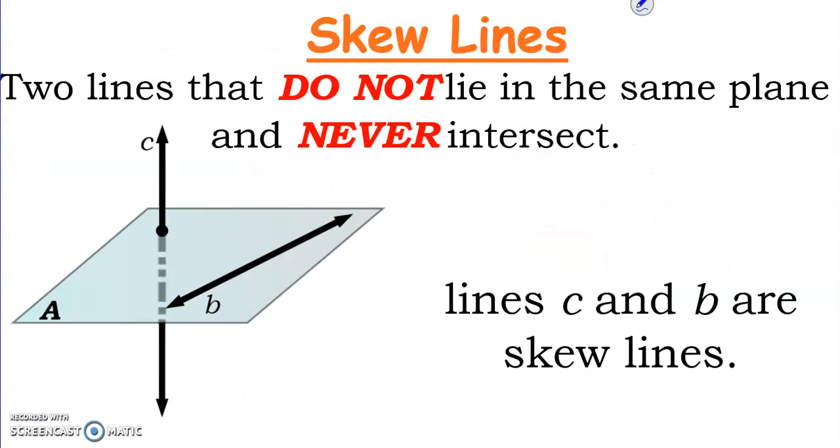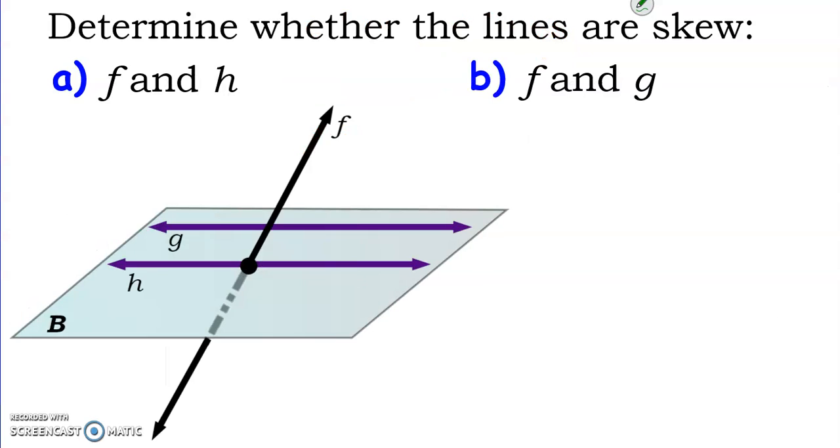Skew lines are two lines that do not lie in the same plane and they never intersect. You can see line B here is in plane A, but line C is not in plane A. It only goes through plane A at this point, but it's not in plane A. Therefore, since line C and line B are not in the same plane and never intersect, they are called skew lines. So let's look at line F and line H. They intersect at this point.